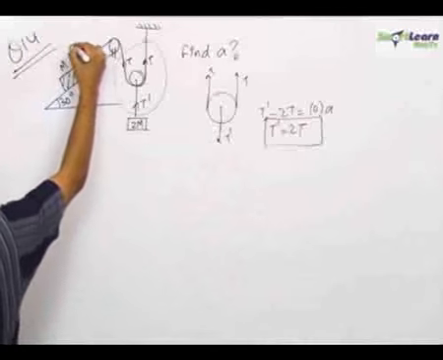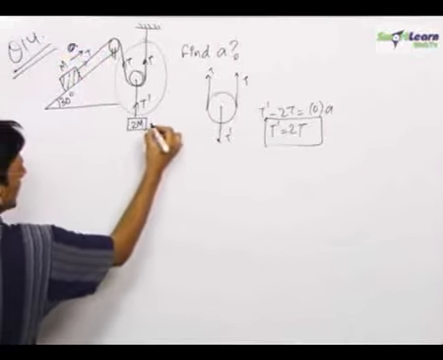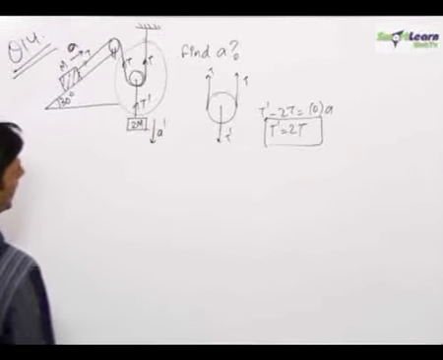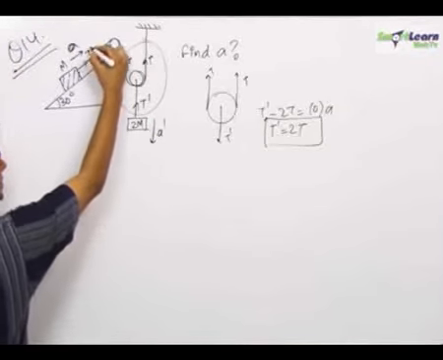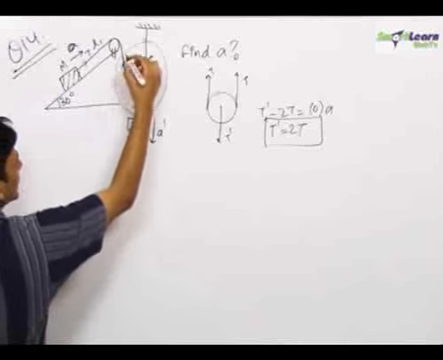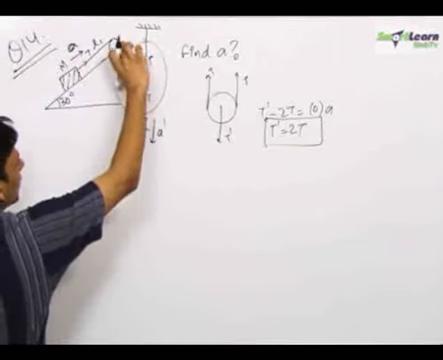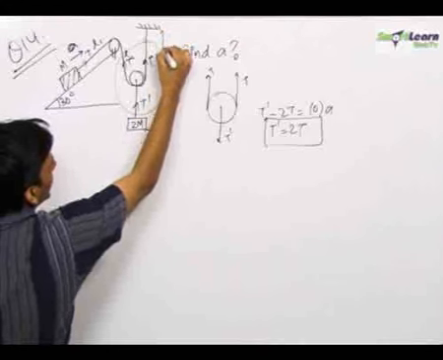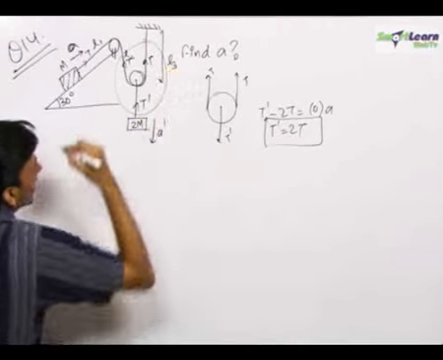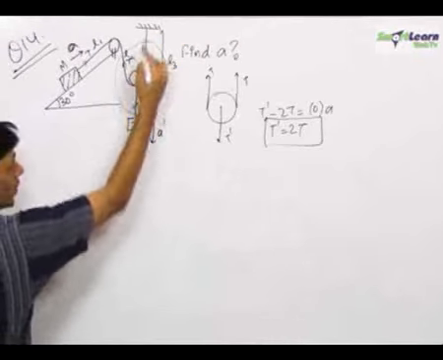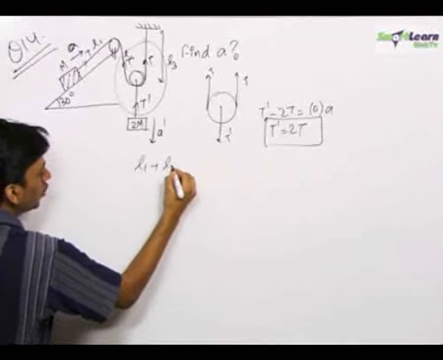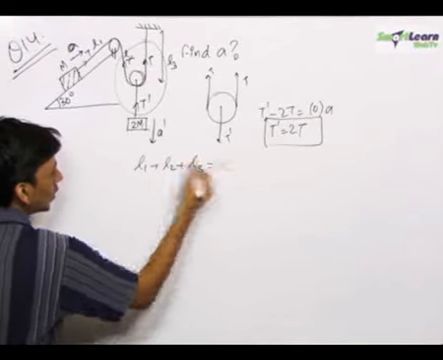Now let the acceleration of this block be A. Let the acceleration of this block be A dash. Now let us consider this string. The length of this part of string is L1. The length of this part of string is L2. And the length of this part of string is L3. Now this whole string is one, therefore L1 plus L2 plus L3 can be written as a constant.